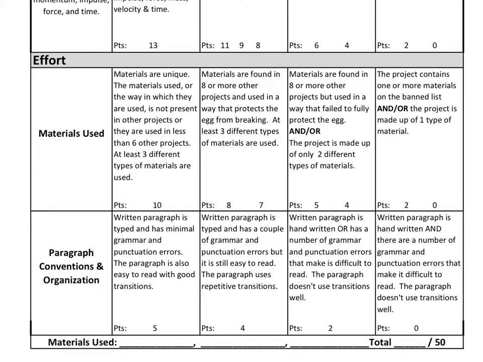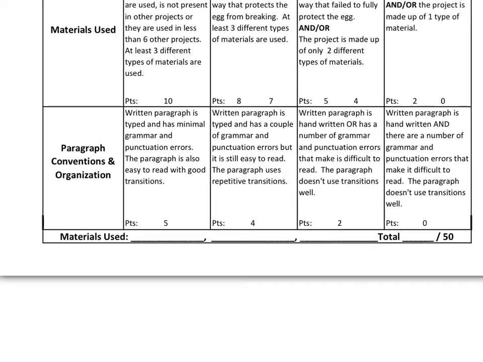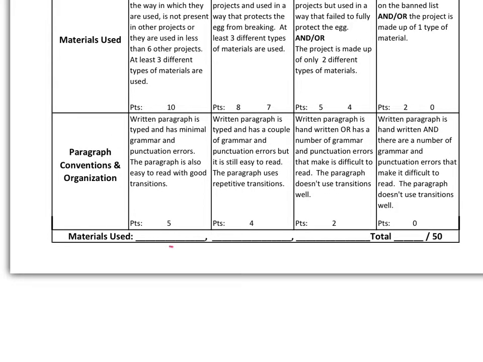Okay, effort. It says materials used. If the materials are unique, meaning the materials or the way in which they are used is not present in other projects, or they are used in fewer than 6 other projects, and at least 3 different types of material are used. So you need to use 3 different types of materials. You can't just use the same materials over and over again. And down at the bottom, you're going to give me a list of the 3 main materials that were used in your project.